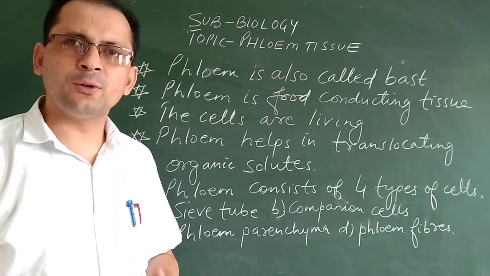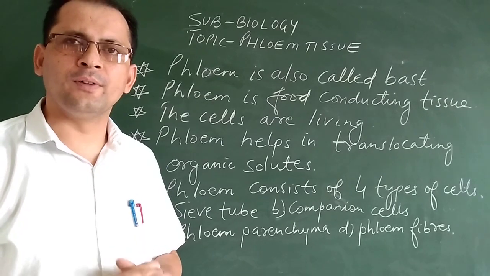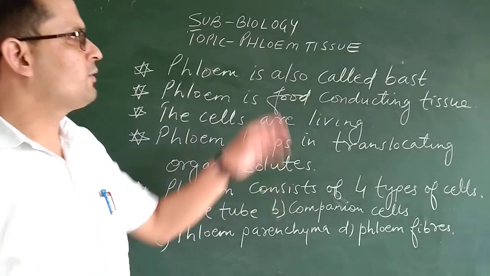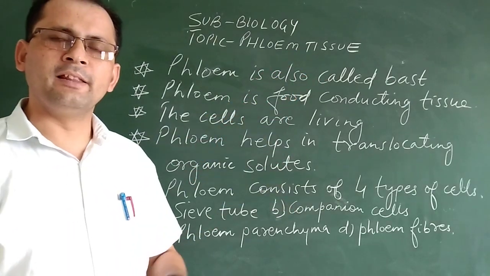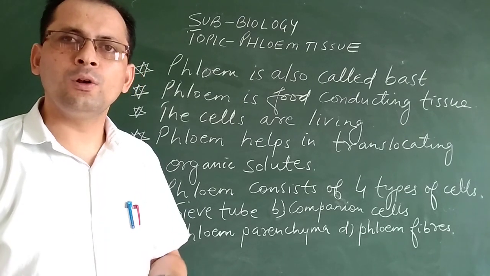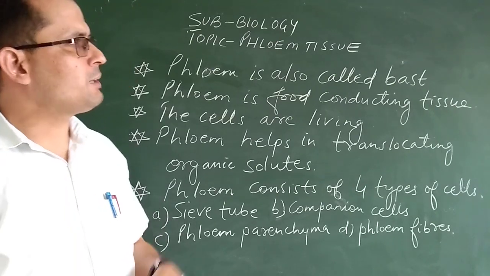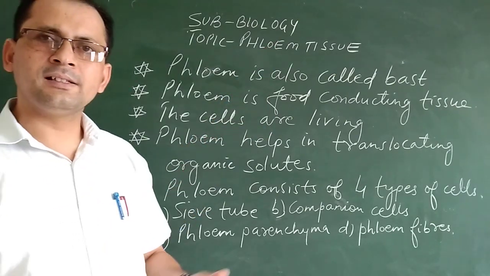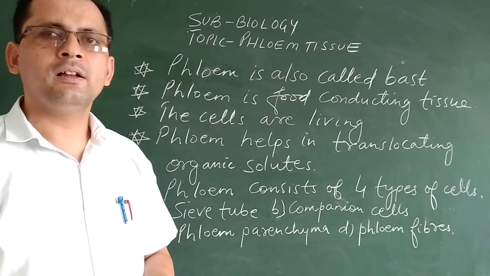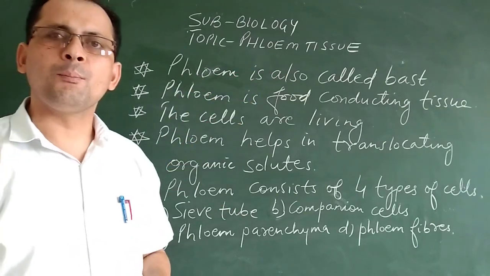Today we are going to discuss the second important tissue of the vascular system in plants, and that tissue is phloem tissue. In the previous video I told you about the xylem tissue and its role in the body of the plant. In this video we will discuss the phloem tissue, its cells and the functions performed by its cells.